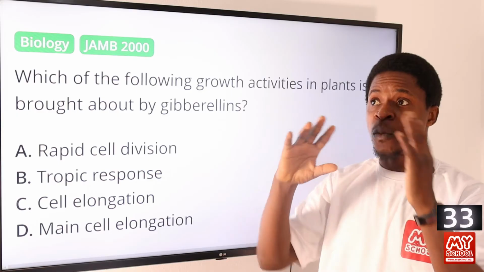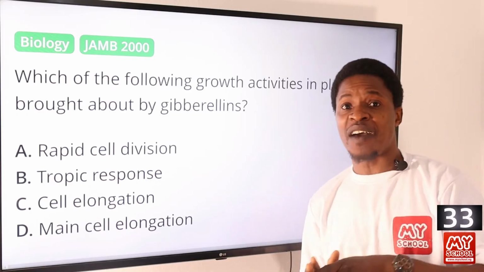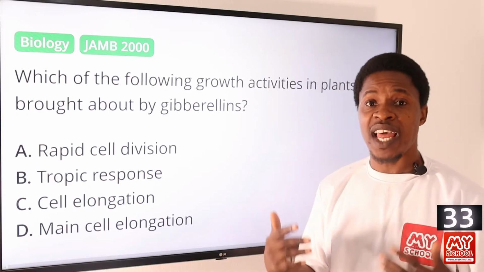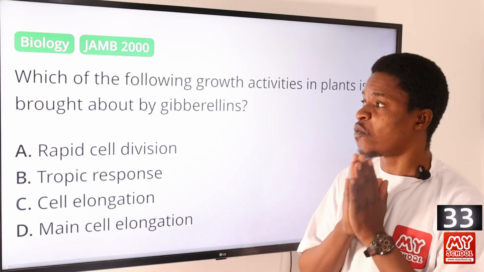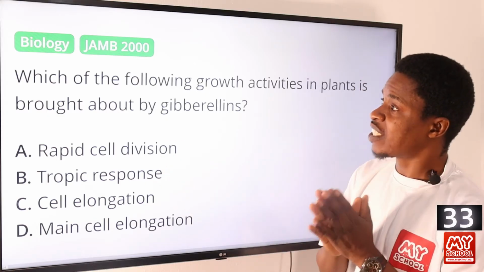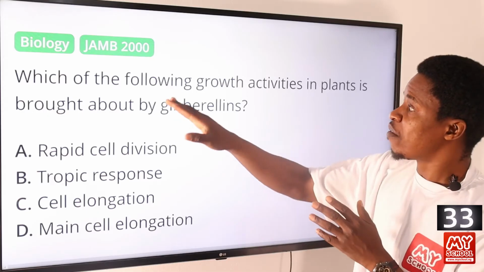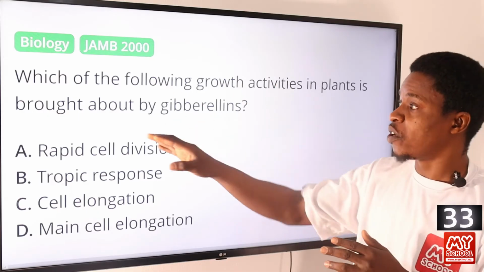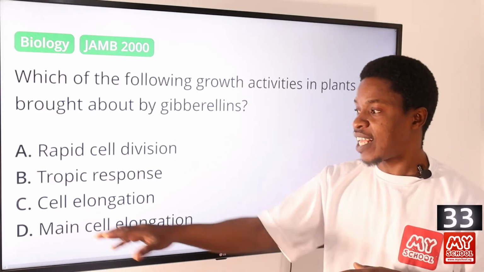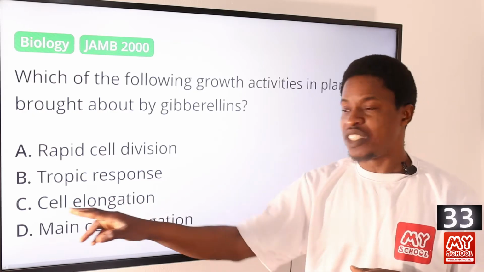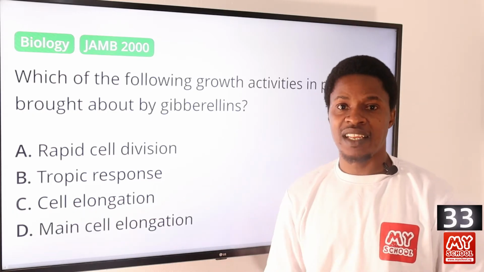All the hormones that we have in plants, just like we have them in animals also, have their different functions which they perform. So for the sake of this question, which of the following growth activities in plants is brought about by gibberellins? The correct answer is cell elongation, which is option C.